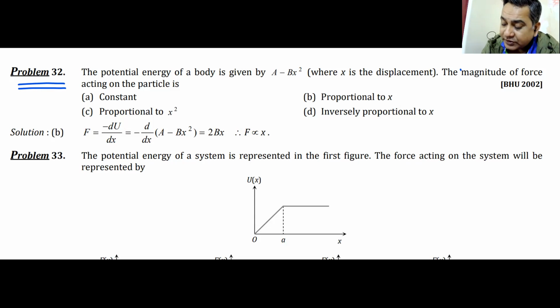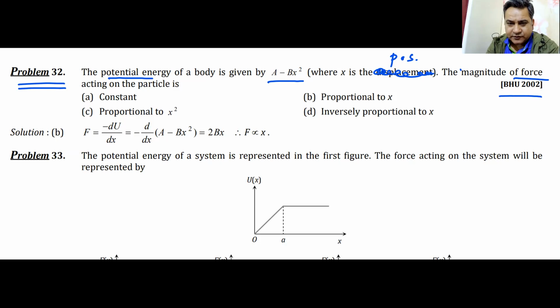So the question goes like this: potential energy is given by the function a minus bx square. x is the displacement. Instead of calling it a displacement, it's better to call it the position of the particle. What is the magnitude of force? So basically, potential energy is given. You have to calculate force. This is a question taken from BHU.